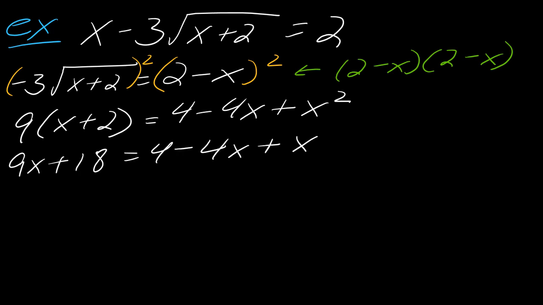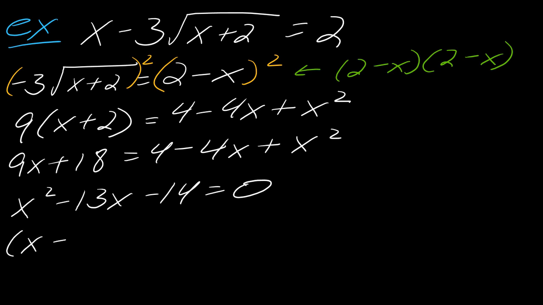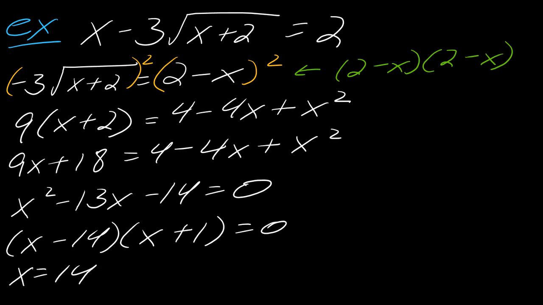And just in the interest of time here, I'll go ahead and subtract 9x and 18 over to the other side to get x squared minus 13x minus 14 equals 0. And this does factor, right? So this can be factored as (x minus 14)(x plus 1) equals 0. So I have x equals 14 and x equals negative 1.